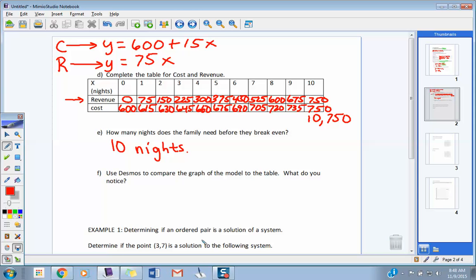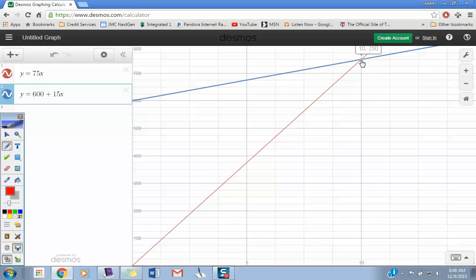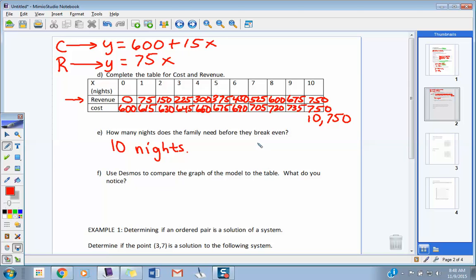So in letter F, it says use Desmos to compare the graph of the model to the table. Well, we did right here, and we found that this point where the two lines meet is considered which point right here, guys? Which point is that considered? Break even. All right? So in this particular example, it says use Desmos to compare the graph of the model to the table up here. What do you notice?